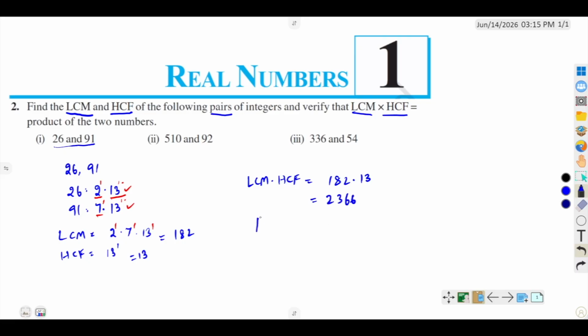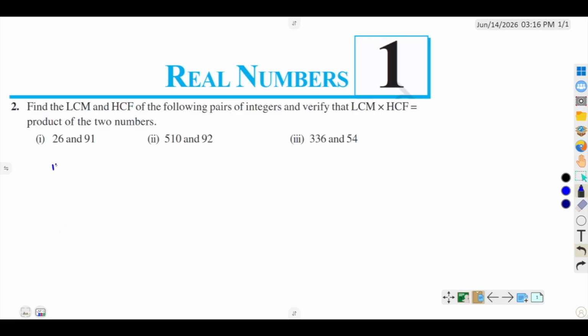2366. Now let's check the product. Product means we have to multiply the numbers. 26 times 91, if you do that, 2366. That means we just verified that the product of the LCM and HCF of any two numbers is equal to their product. Okay, so LCM times HCF of any two numbers equals the product of the two numbers, right? Hence it is proved.